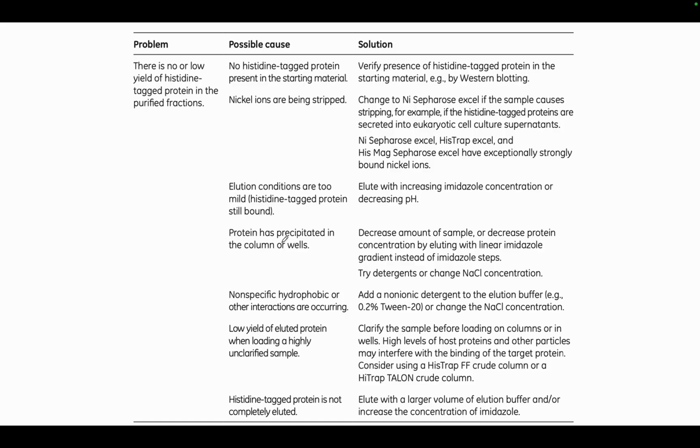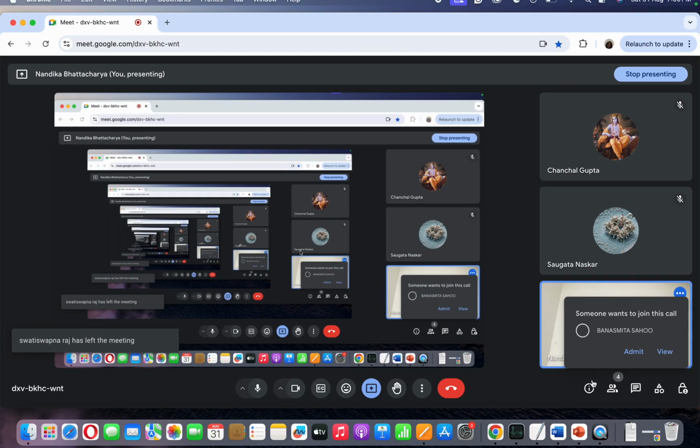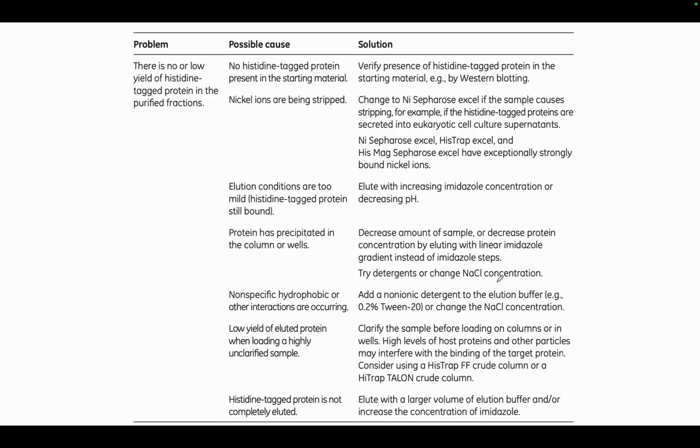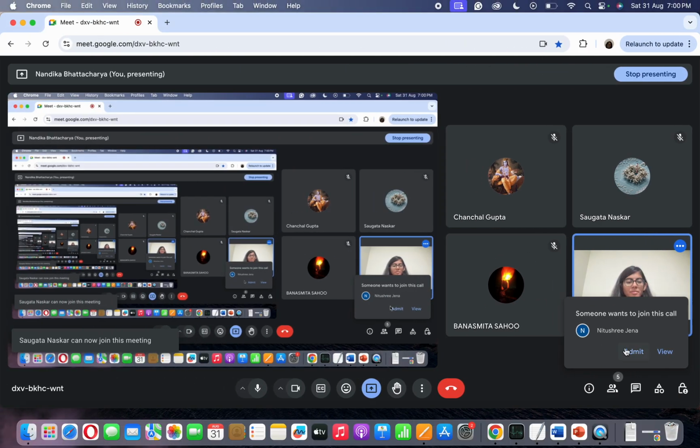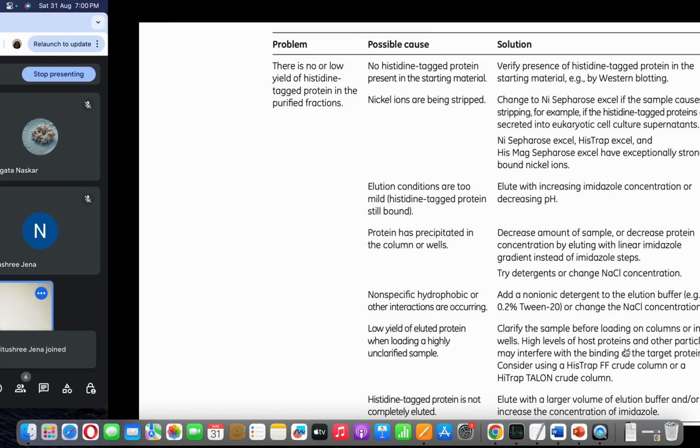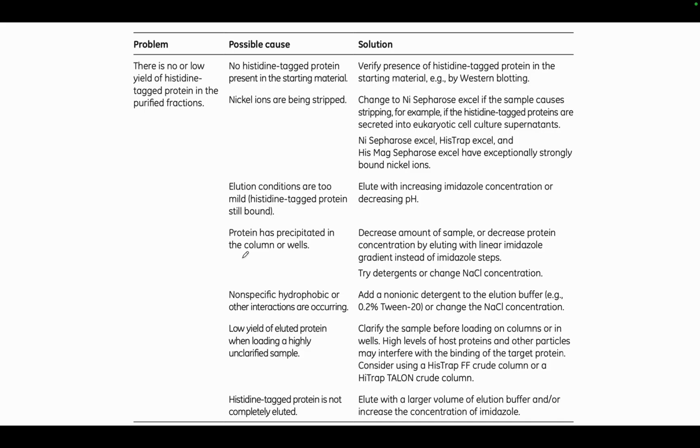Maybe the protein is precipitated. Then it's not going to come out of the column. So then you have to maybe try and use less protein, try and dilute the protein, and so on. Or you can change the NaCl concentration. Maybe there are some non-specific interactions taking place. So something is binding non-specifically in the column. Then we can add a little bit of a detergent to change this.